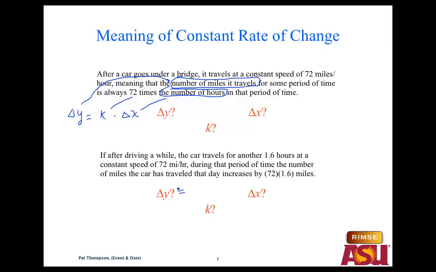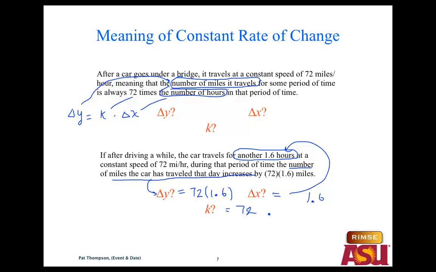Marco? Is it 72 times 1.6? Yeah, so it's the number of miles the car traveled, how much it increased, by 72 times 1.6. What's delta x? It's another 1.6 hours. That's a change in time. So that's 1.6. And what's K? 72 is our multiplier to get change in distance from change in time.